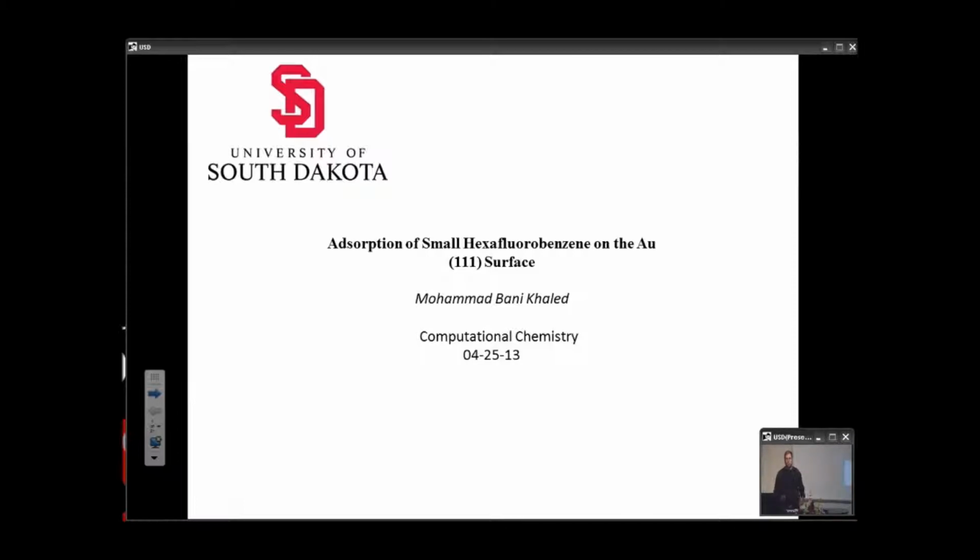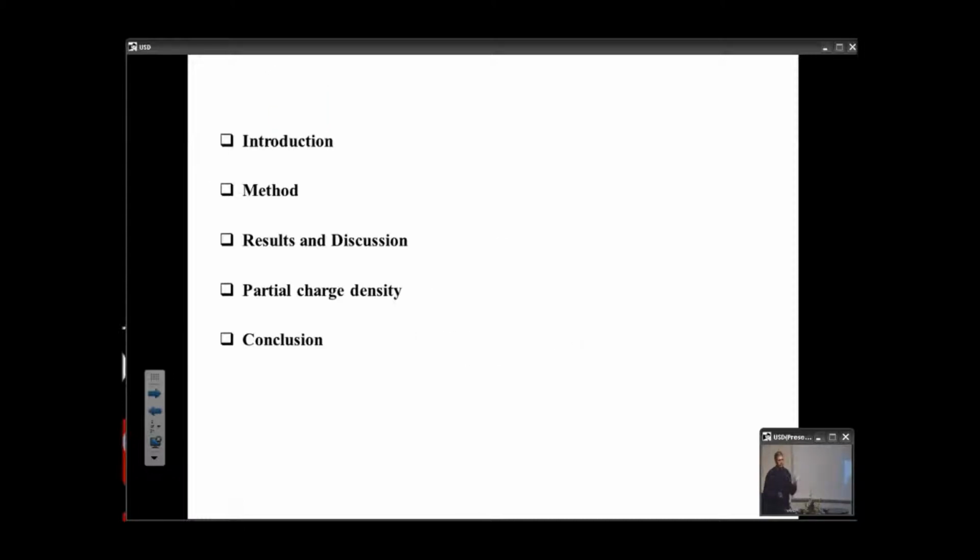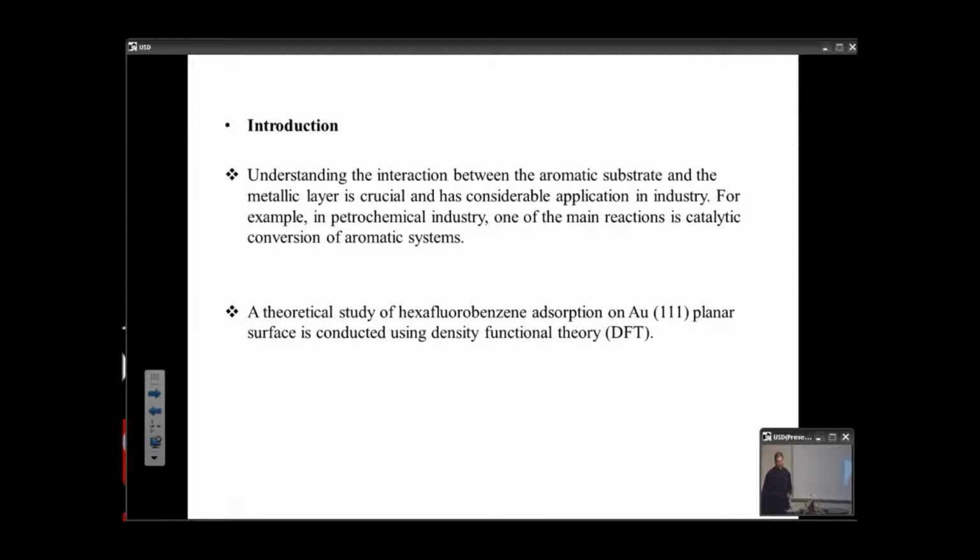Good. So actually I want to talk about adsorption of small hexafluorobenzene on the gold surface. I'll give you some introduction about why this system is important, and then we're going to go through the method we followed in this calculation, and we discuss the results. I want to show you the partial charge density, and then we're going to conclude what we have seen in this calculation.